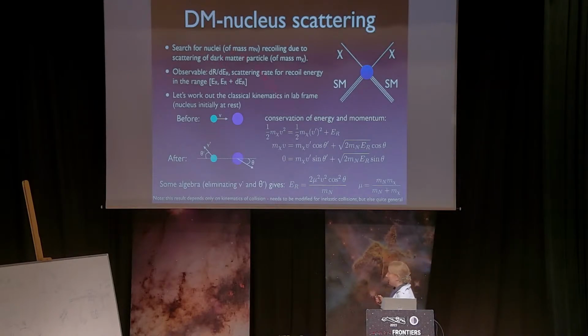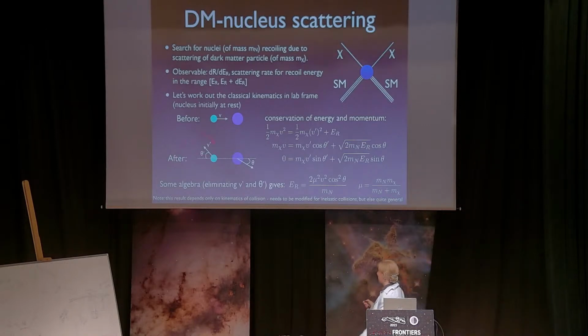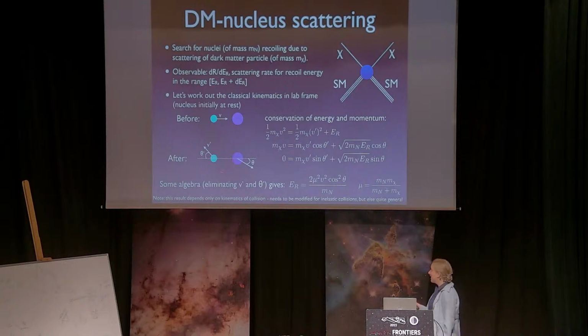So we can work out the classical kinematics for this. Let's work in the lab frame to begin with. In that frame, the nucleus is initially at rest, and then we have this dark matter particle with velocity v coming in, bouncing off the nucleus. We've all, I think, in our undergrads done many calculations like this. So this is just non-relativistic hard sphere scattering.